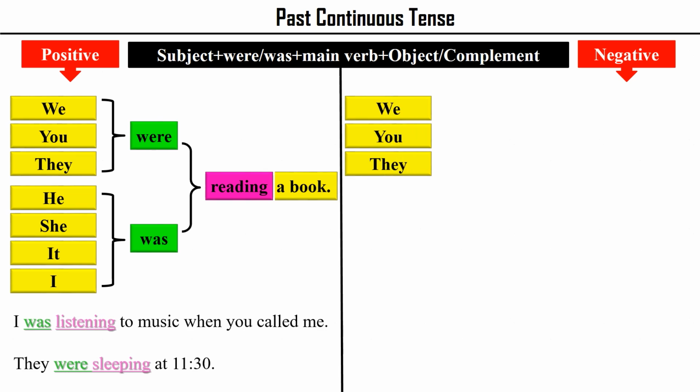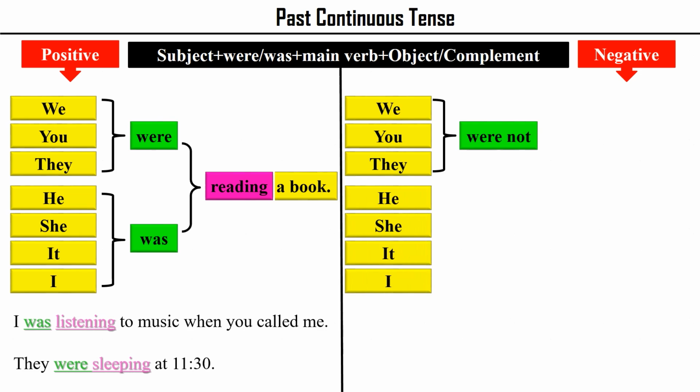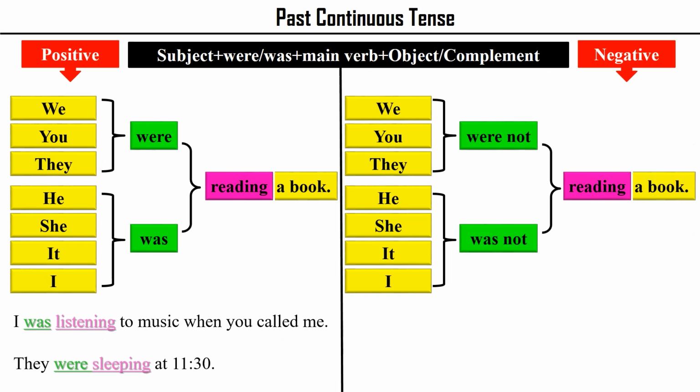Negative: subject we, you, they plus were not. In the previous lessons, I told you that we use an adverb not to make the meaning of the sentence negative. Were not, he, she, it, and I plus was not plus the ing form of the verb plus object.